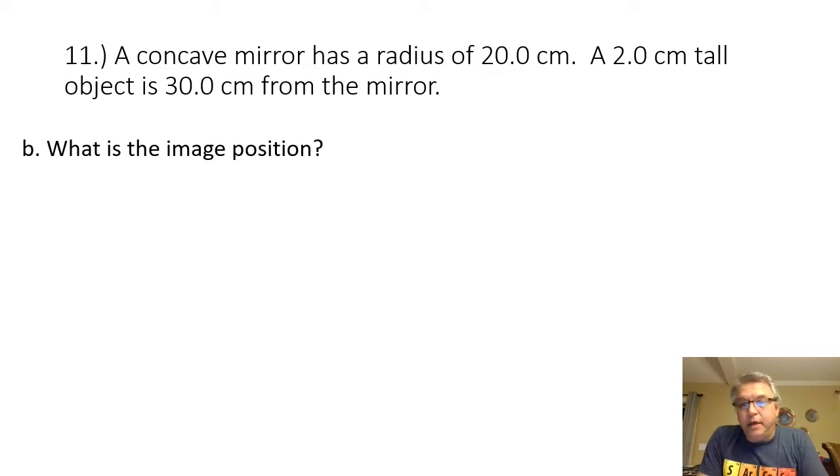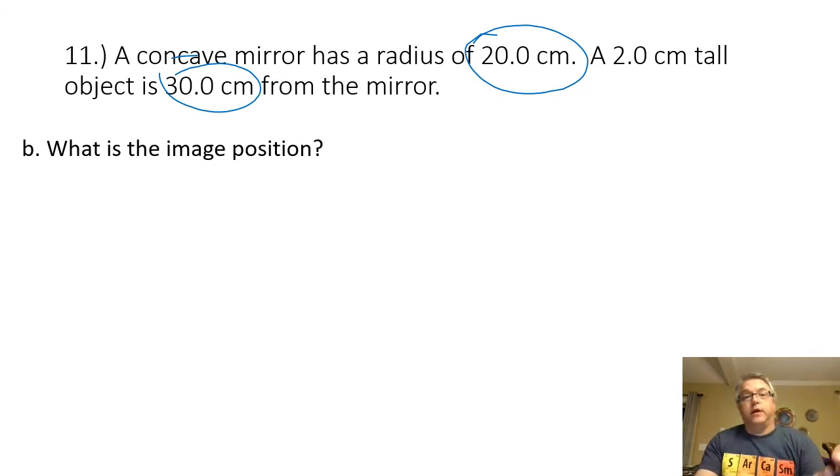Part B of problem 11 asks what is the image position. So they want to know where the image is located in relation to the mirror. So I know that the radius of the mirror is 20 centimeters. So that is my radius of curvature. I know that the object is located at 30 centimeters away from the mirror. So that is my object distance. So this is d sub o, and this is the radius of curvature.